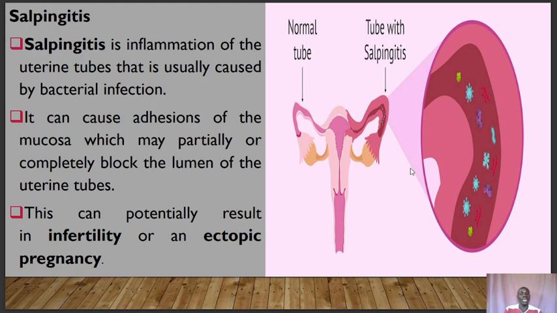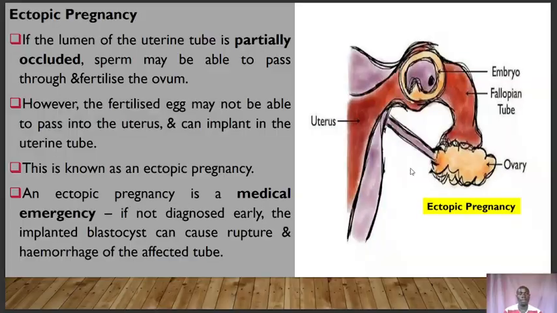We have a condition by the name salpingitis. What is salpingitis, guys? Salpingitis is the inflammation of what we are talking about, the uterine tubes, the fallopian tubes. That's usually caused by bacterial infection. It can cause adhesions of the mucosa, which may partially or completely block the lumen of these uterine tubes, and this can potentially result in infertility or ectopic pregnancy. And ectopic pregnancy is another condition that's associated with salpingitis. All of these conditions do affect the fallopian tubes.